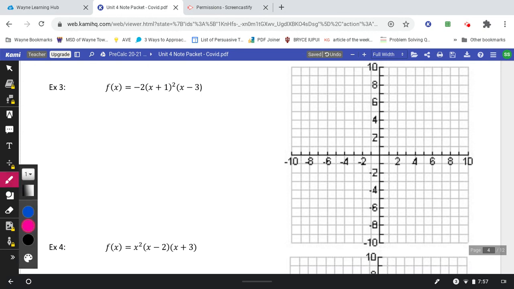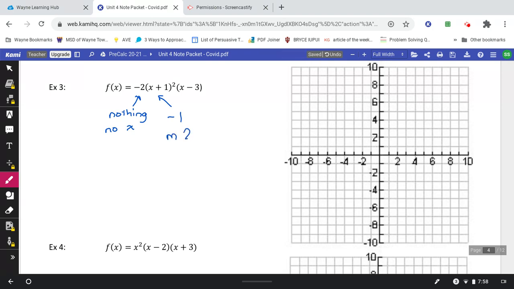Example number 3. This -2 in front gives us nothing. So you can just ignore that. It doesn't give us one of the zeros because it has no x. This one right here, however, is a -1. Multiplicity of 2. Again, we're talking about that exponent right there. And 2 is even. Even multiplicities touch. This next one, +3. Multiplicity 1. And that's going to cross. I'll put those on the graph.